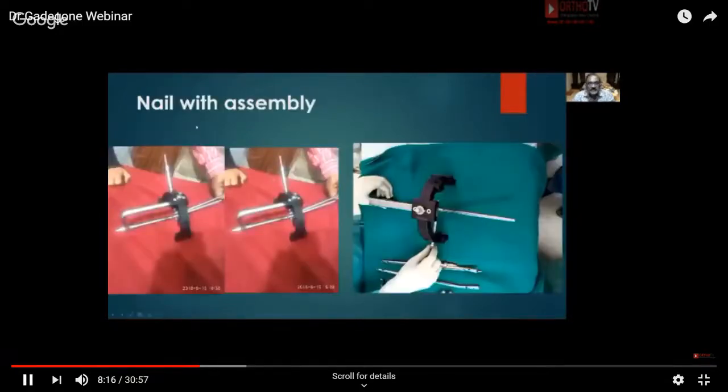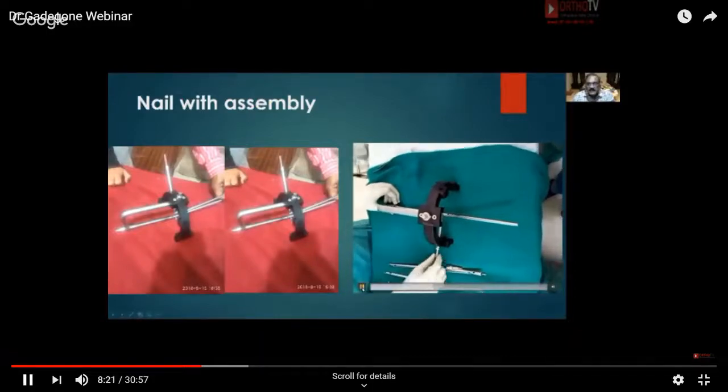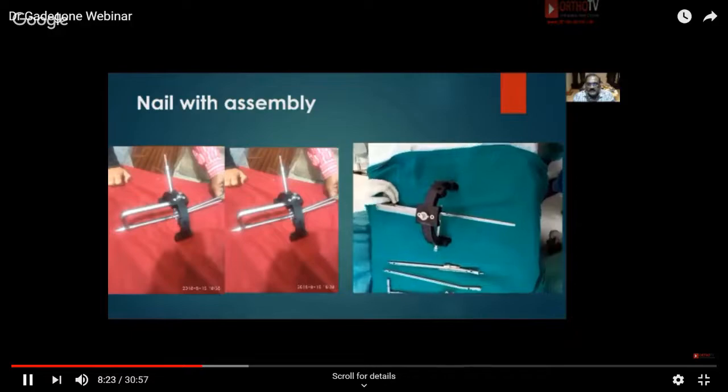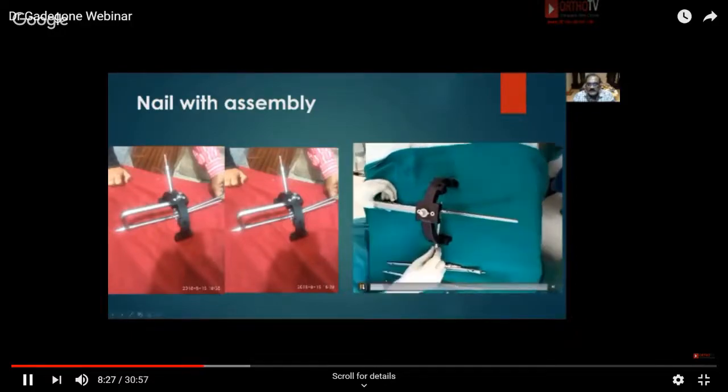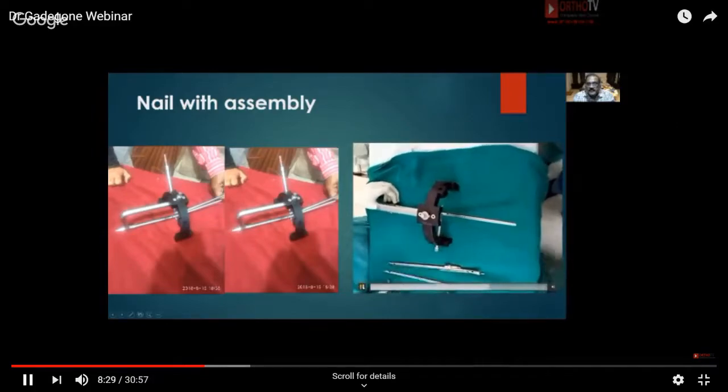So this is the nail assembly. You can see you have to assemble the nail like this, and you should first check this assembly because it is very important. Otherwise, you may have a mismatching of the nail.